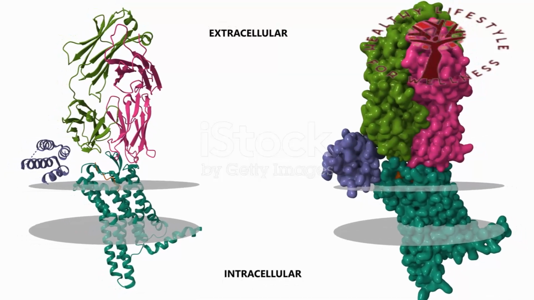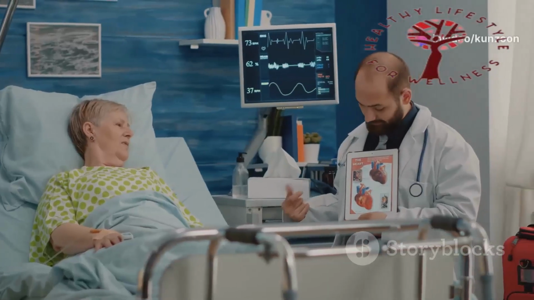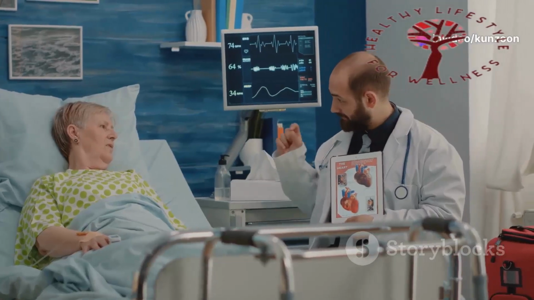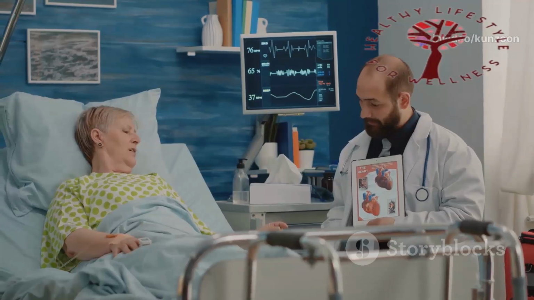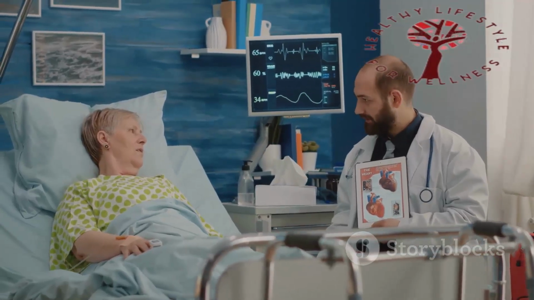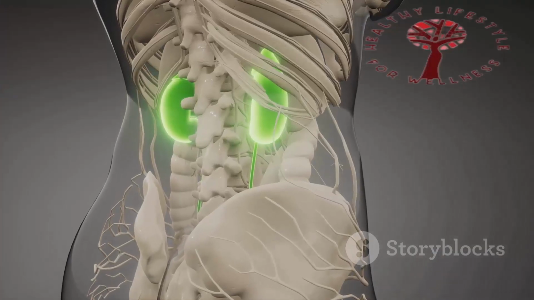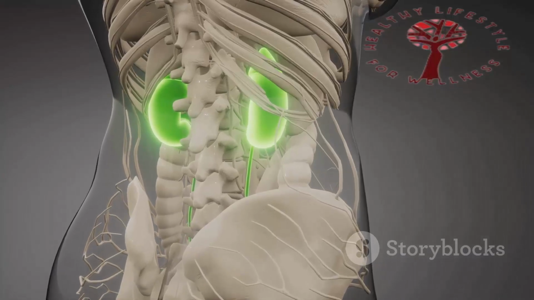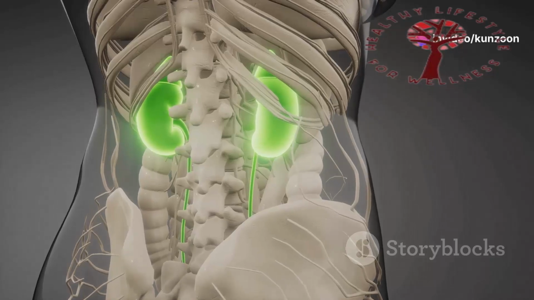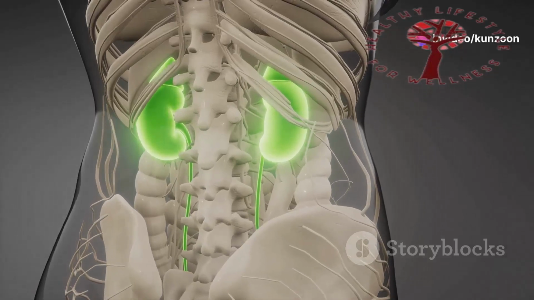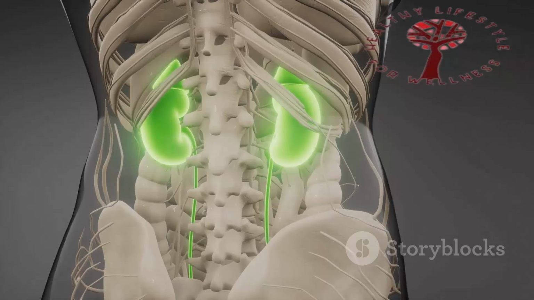Angiotensin 2 receptor blockers, ARBs. ARBs block the binding of angiotensin 2 to its receptors, preventing its vasoconstrictive effects. ARBs are commonly used to treat hypertension and heart failure. Aldosterone antagonists. These medications block the effects of aldosterone on the kidneys, reducing sodium and water retention. They are often used in the treatment of heart failure and certain kidney conditions.